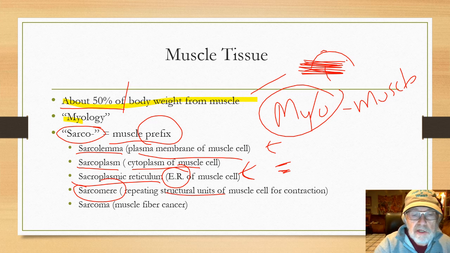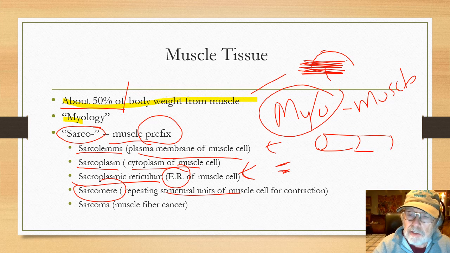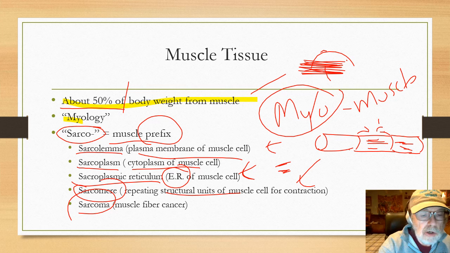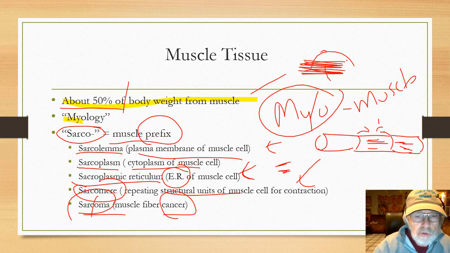Sarcomere would be the repeating structural units. If you look at skeletal muscle, you have a sarcomere lined up against another sarcomere, lined up against another sarcomere, like that. Inside of these are little filaments that will shorten. They overlap each other, which causes the sarcomere to shorten, which then causes that contraction. So that's called a sarcomere. And then sarcoma, OMA, means a tumor. In this case, a sarcoma would be a muscle fiber type of cancer.